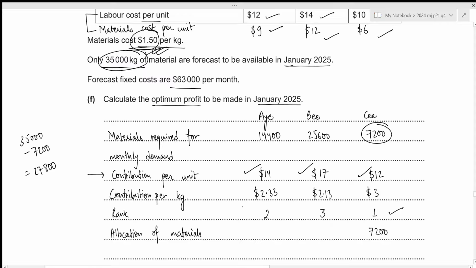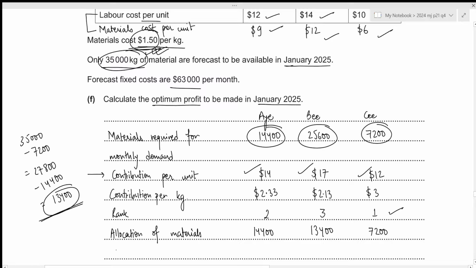Now the second rank is for product A, which requires a total of 14,400 direct materials. So we will allocate the 14,400 for A. Then the remaining material will be 27,800 minus 14,400, which results in 13,400. And the last ranking product is product B, which requires a total of 25,600 material. But since only 13,400 is available, we can only allocate this amount of material to product B.